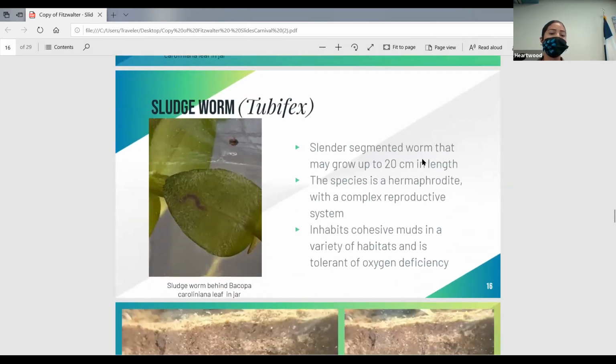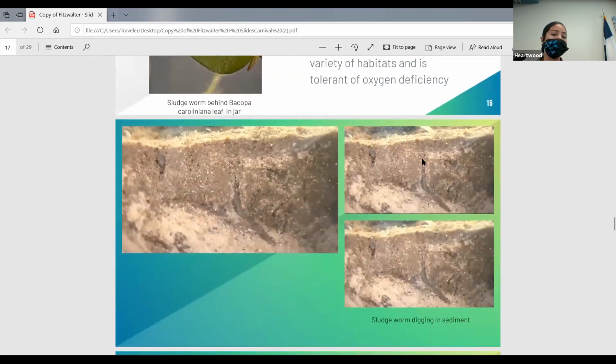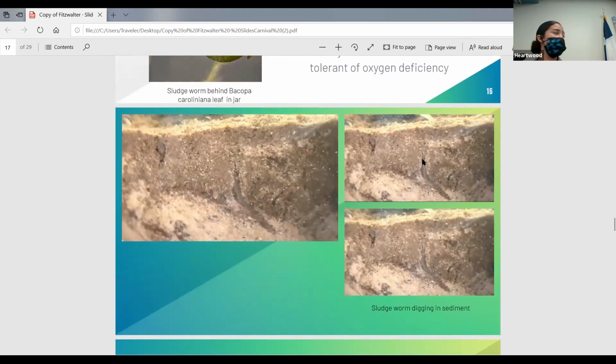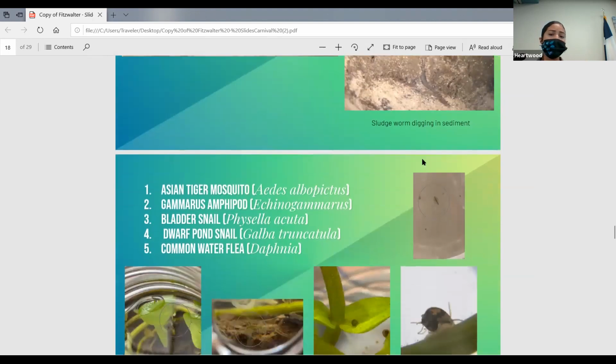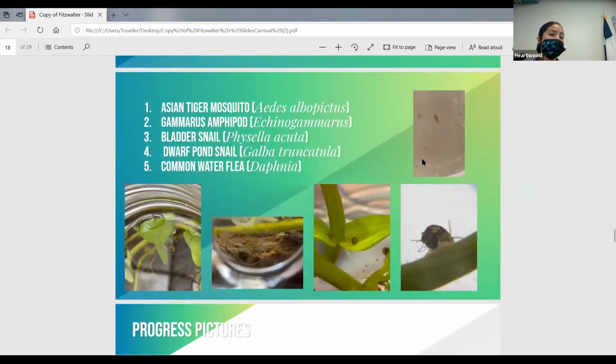So my third organism is the sludge worm, and it inhabits cohesive muds. And in this case, it would love to make tunnels and inhabit the putting lawn that I had placed in the jar, which is what these pictures are. As you can see, the sludge worm is digging deeper into the sediment, and I noticed these tunnels around July 28th, which was 5 weeks into my experiment of the jar. It was really cool to see it just create all these little tunnels and make all these little patterns along the jar.